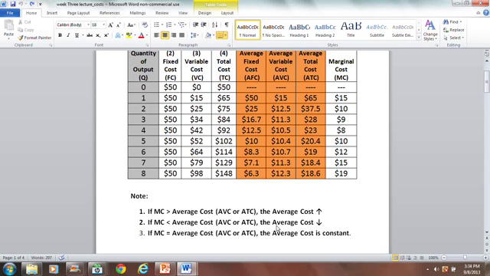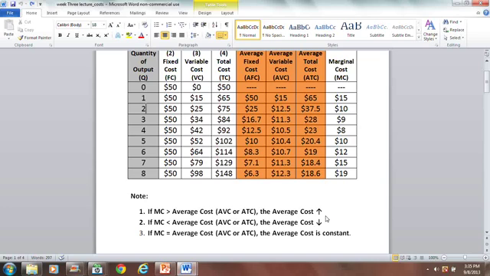And so, embedded in the data are these principles. When the marginal cost is less than the average cost, the average cost falls. When the marginal cost is greater than the average cost, the average cost rises. And if the two are the same, the marginal cost equals the average cost, and the average cost would be constant. Okay, so those are the cost concepts. I can see their relationships. I see how to calculate them.